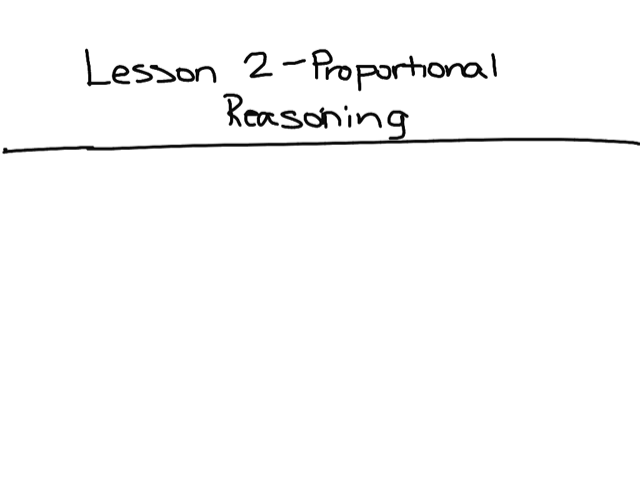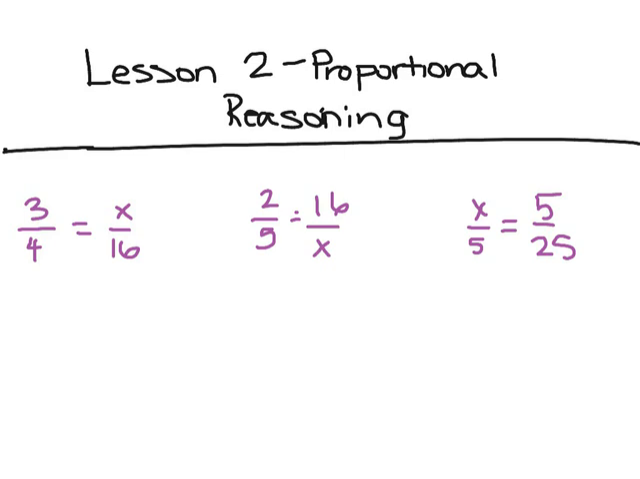A proportion is a fractional statement of equality between two ratios or rates. So when one rate is equal to another rate, or one ratio is equal to another ratio. Proportional reasoning is the ability to understand and compare quantities that are related. So what we're going to do is we have three sets of ratios given, and they are equal to each other.